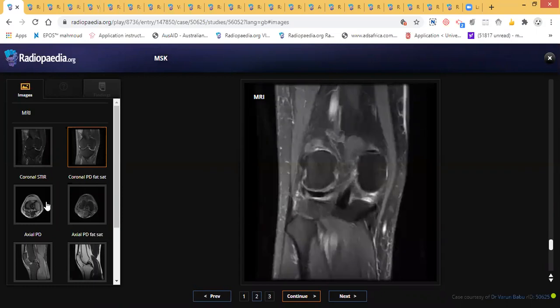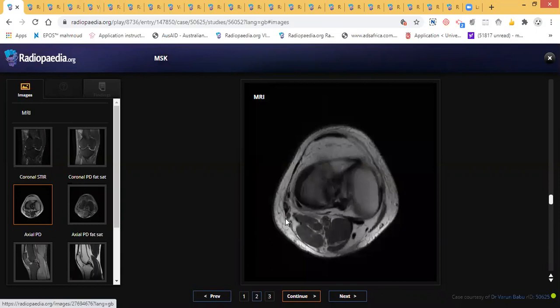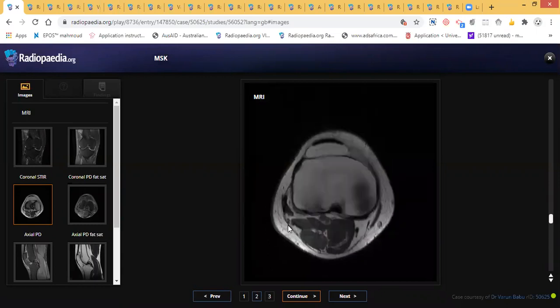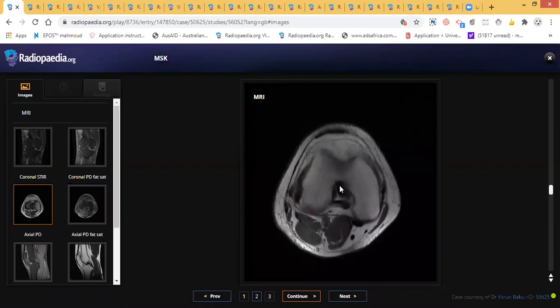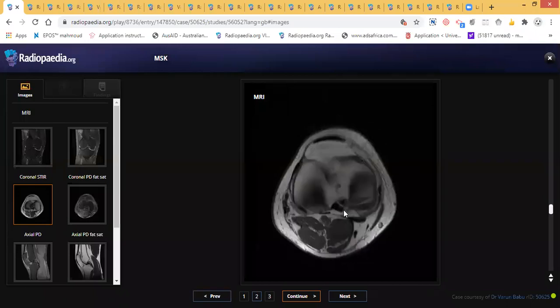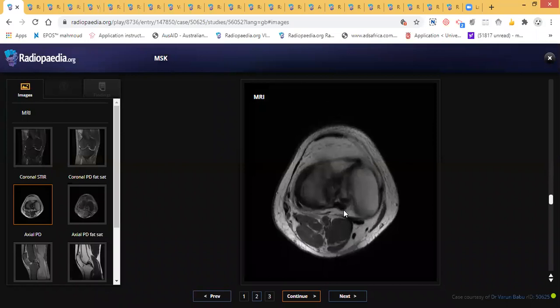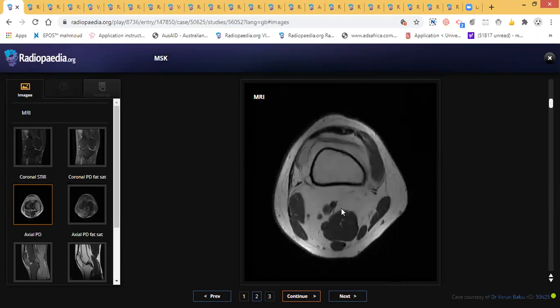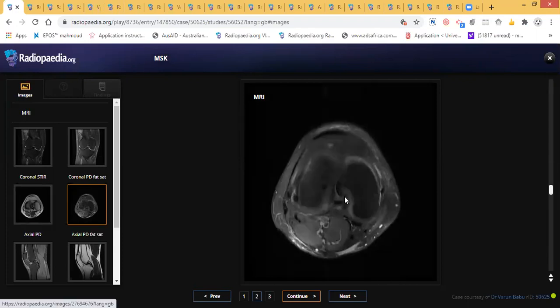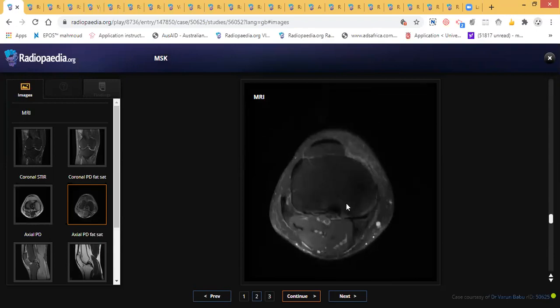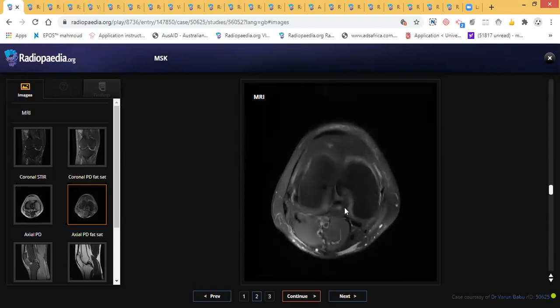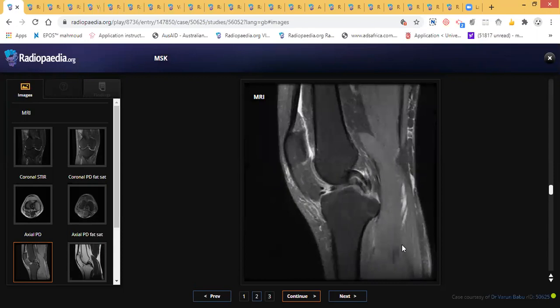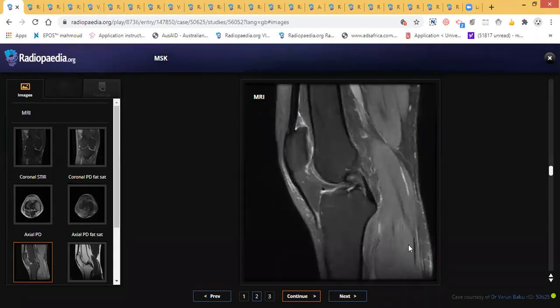Here are axial cuts. So maybe I stop here and check the ACL and PCL, right? Is it in its place? The signal, yes. Again, the effusion. Let's go to the proton density with fat suppression. Again, maybe something is going on here. What do you think about it? Let's have the sagittal, maybe it helps us. Yeah, I think the sagittal has the key.